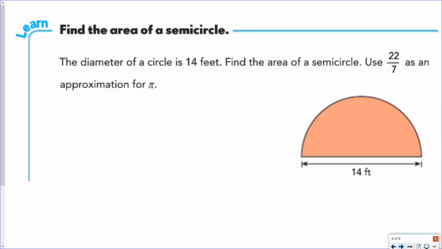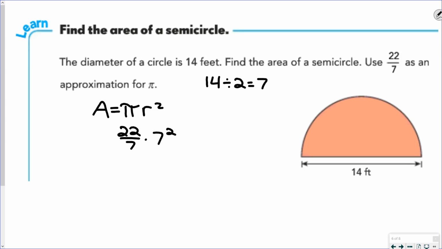And we will use our area formula when we're given semicircles or quadrants. So again, we're still going to use that same area formula. Area equals pi r squared. We're told that the diameter of a circle is 14 feet. So we're going to take that 14 and divide it by 2, and that'll get us 7. And we're using 22/7 as an approximation for pi. So very similar to the question we did earlier.